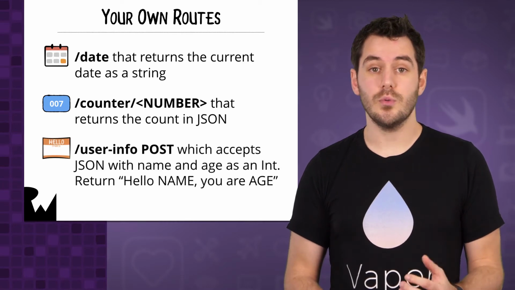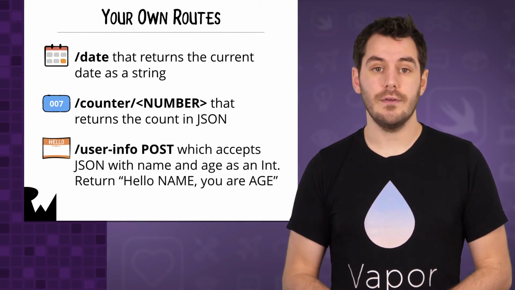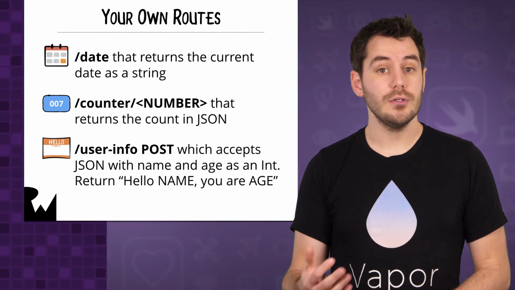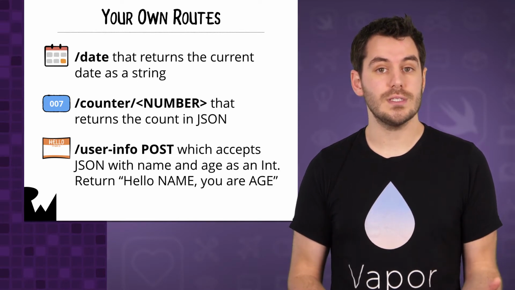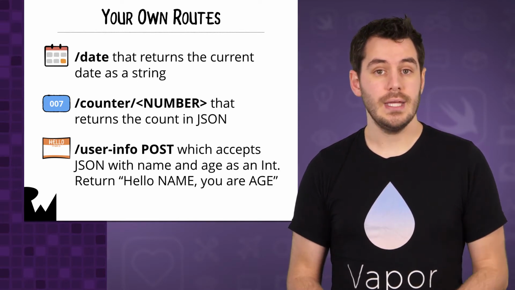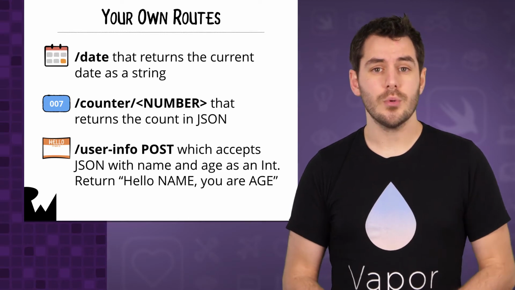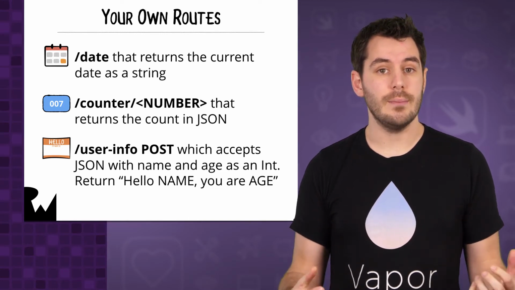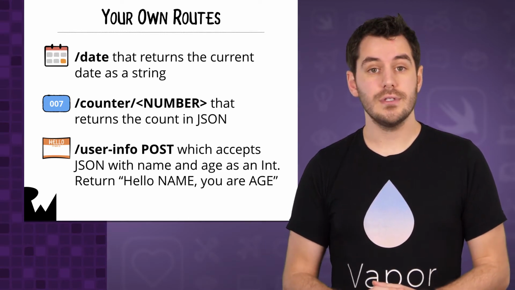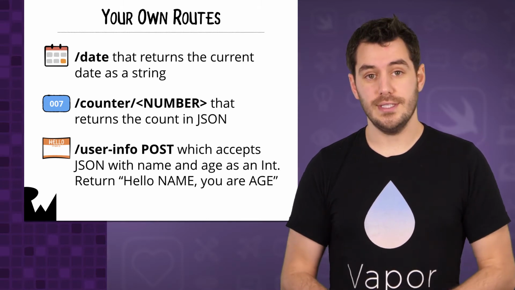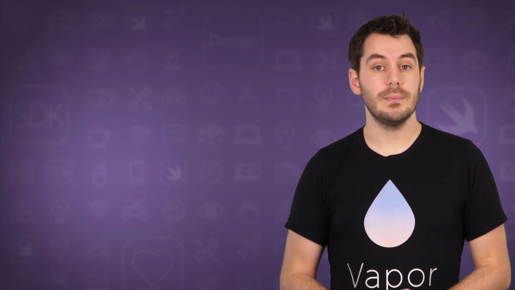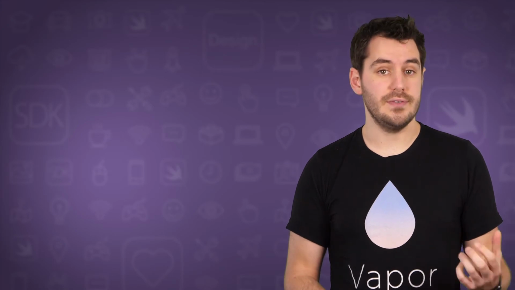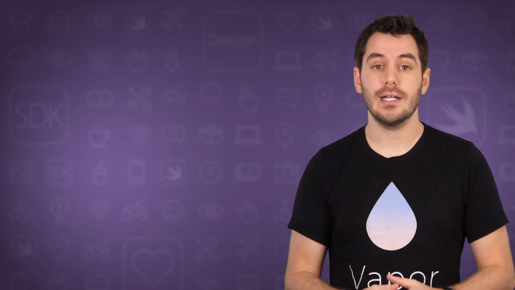Finally, the third route will be at /user-info. This will be a post request which will accept JSON in the request body with a name as a string and the age as an int. You'll return a string that says, "Hello name, you are age." For instance, "Hello Bob, you are 25." Everything you need to be able to complete this challenge has been covered in the previous videos. So get stuck in and good luck.